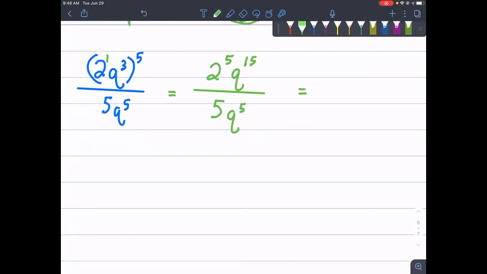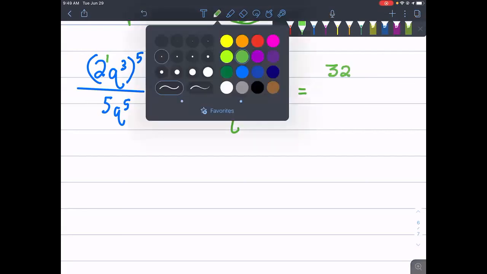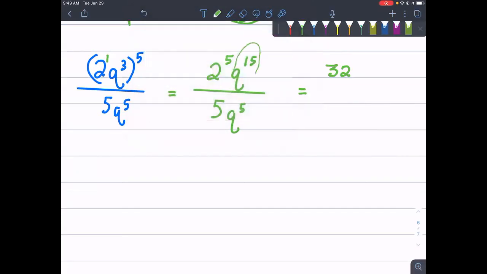Okay, so 2 to the 5th, if you put that in your calculator, you should get 32. With the q's, we're going to subtract those. 15 minus 5 is 10. Those 10 are going to be up top. No q's on bottom anymore. Just that 5. 32 and 5, do they have anything in common? 1, that's it. 5 doesn't go into 32, so we can't reduce those numbers.